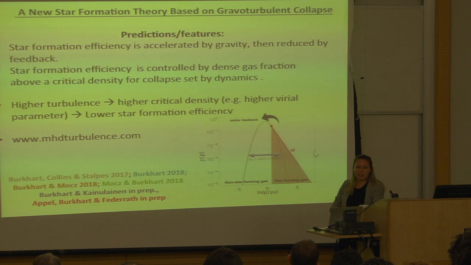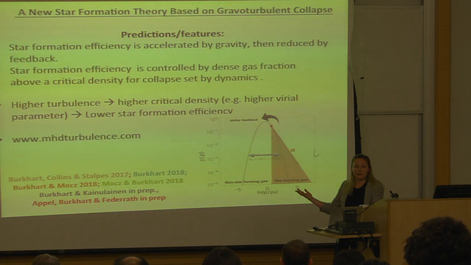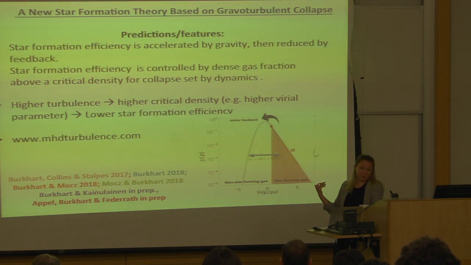So the two main mechanisms that seem to be important for setting the efficiency, just based on the simulation work, like I showed Mike Grudek's simulations, is the jet feedback and the radiative feedback. But so far, no one's looked at how the density distribution depends on those things, or how that would interplay with this analytic model. So that's what we're doing now.